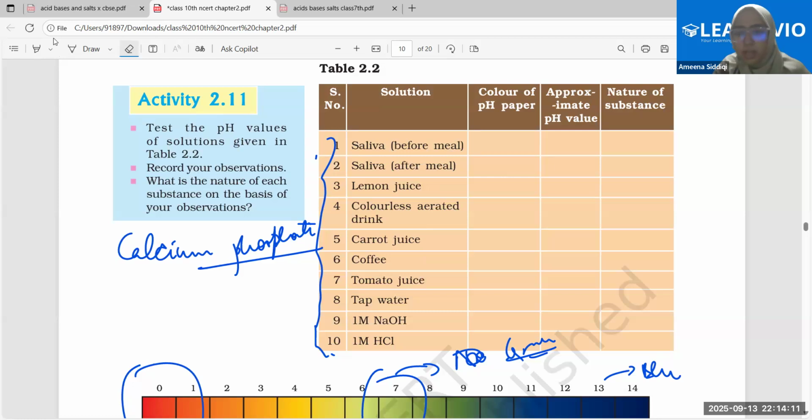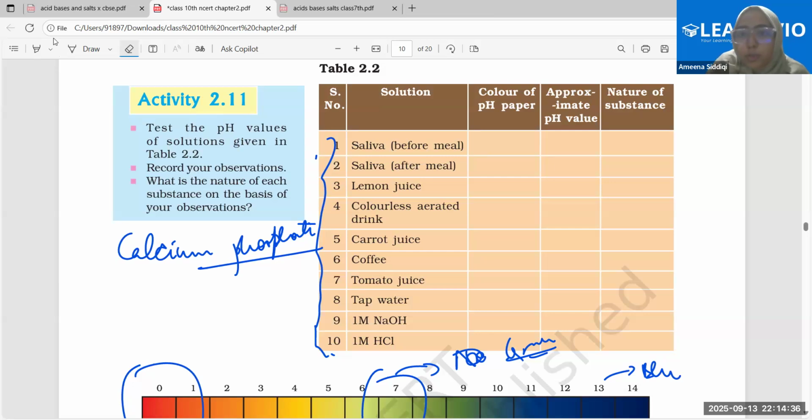Saliva before a meal is around 6.2 to 6.5, okay? The mid value. After a meal, less than 5.5. And that is when the enamel will start corroding. So the question would be asked: at what pH would the enamel start corroding? That is below a pH of 5.5, okay?